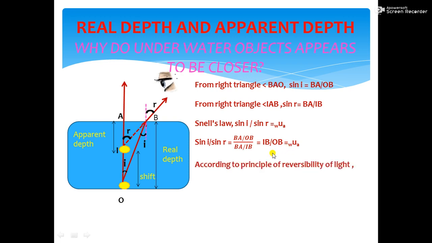We already studied that, according to the principle of reversibility of light, the refractive index of water with respect to air means the reciprocal of the refractive index of air with respect to water. So here IB by OB was there, and now it will become OB by IB.